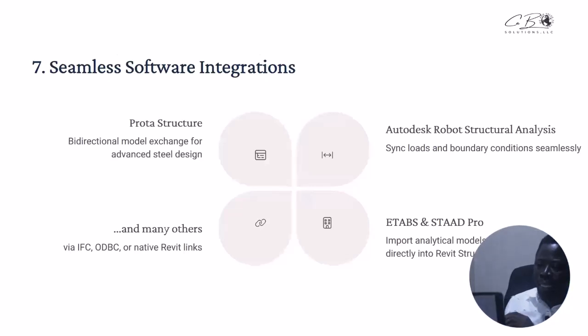Now, there's also another thing. There's seamless software integration. My Revit structure, I can integrate that with Portal Structure for my analysis. I can also link it up with Robot Structural Analysis. I can link it up with ETABS, STAAD.Pro, and a lot of native tools or software. So software integration for analysis and all those stuff are seamless. So you don't have to say, oh, then I have to throw my STAAD.Pro away or throw my Portal away. No. Whatever you do in Revit, you can bring them in Portal.